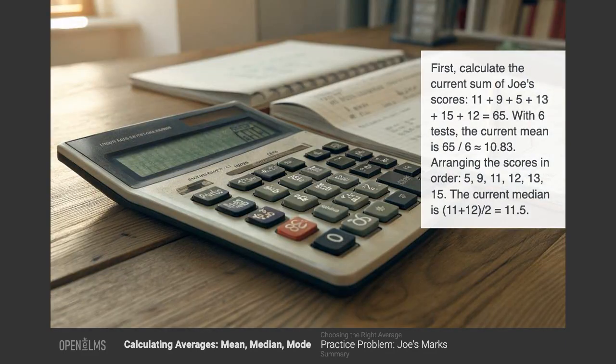First, calculate the current sum of Joe's scores. 11 plus 9 plus 5 plus 13 plus 15 plus 12 equals 65. With 6 tests, the current mean is 65 divided by 6, which is 10.83. Arranging the scores in order: 5, 9, 11, 12, 13, 15. The current median is (11 plus 12) divided by 2, equals 11.5.